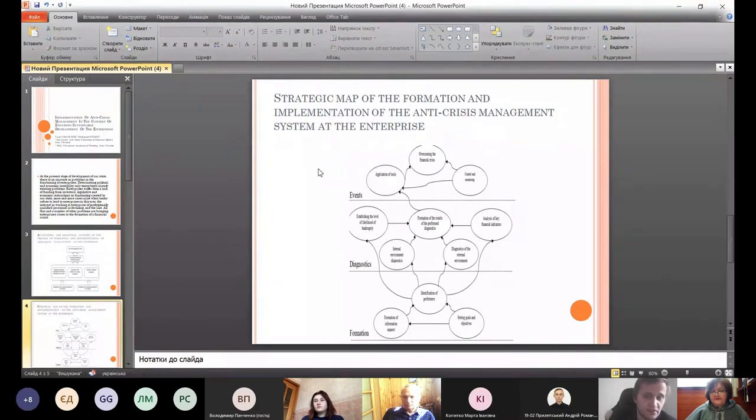Of course, we decided to create a strategic map of the formation and implementation of the anti-crisis management system at the enterprise. To be as quick as possible, we have to talk about three main stages: the formation, the diagnostics, and the events. And the first stage is just in the beginning.